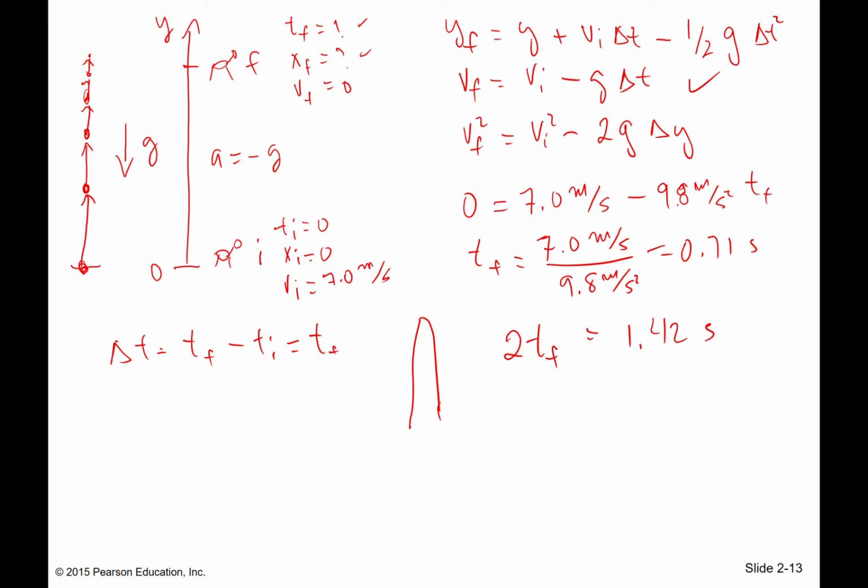And finally, what is the speed it has when it reaches the ground? Again, the speed at the start is 7 meters per second. The velocity when it lands is going to be in the other direction, but it's going to have the same magnitude because the motion is symmetric. So the speed is going to be 7 meters per second when it reaches the ground.